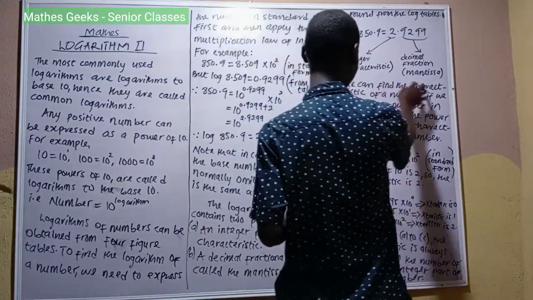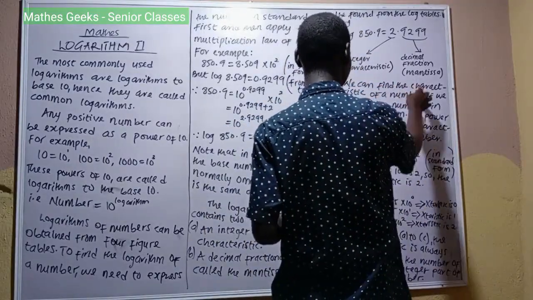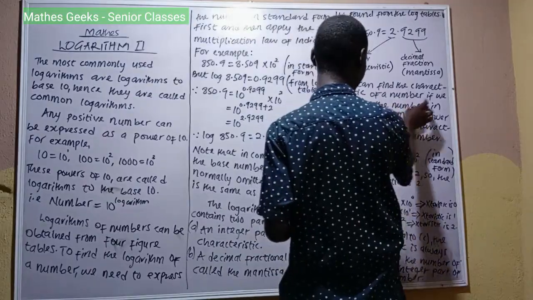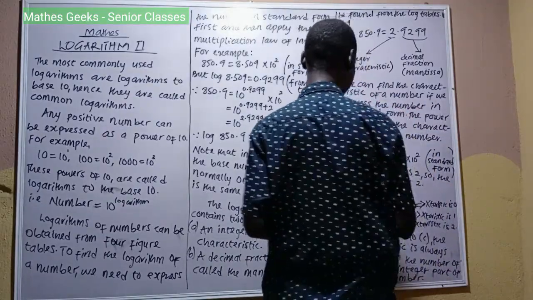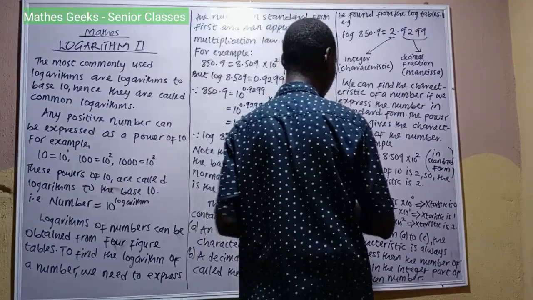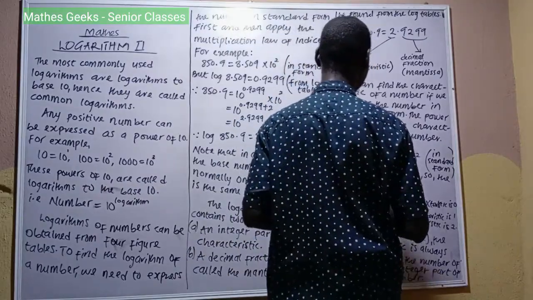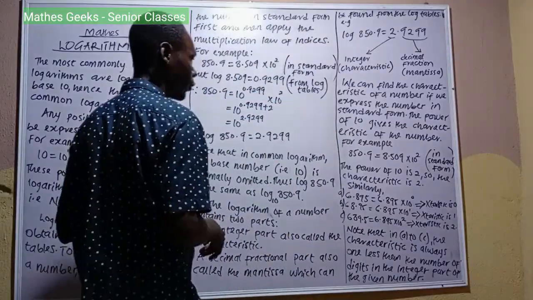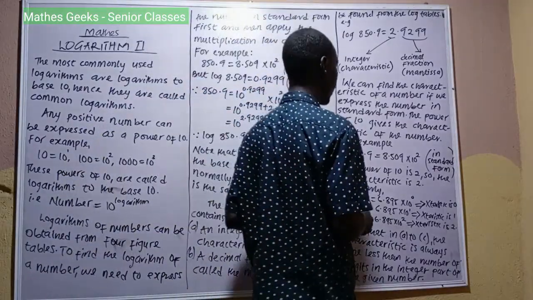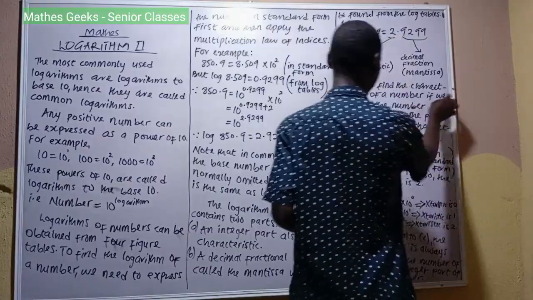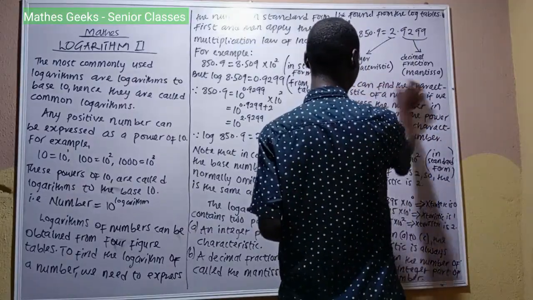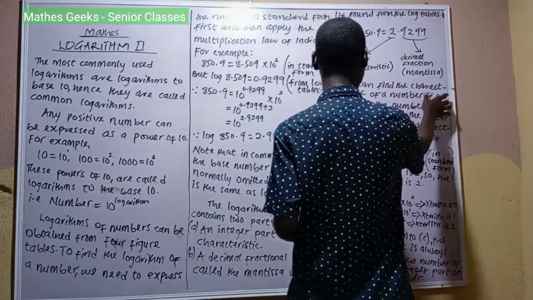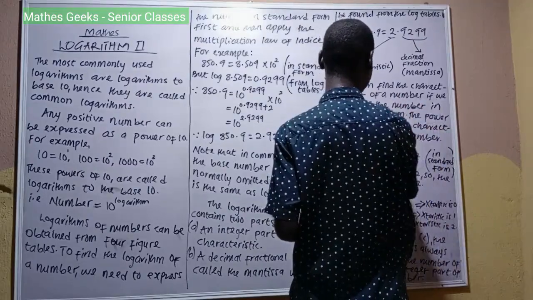So we can find the characteristic of a number if we express the number in standard form. By the way, I have a playlist on standard form. If you want to know how to express numbers in standard form, you can check that playlist out and watch the videos.